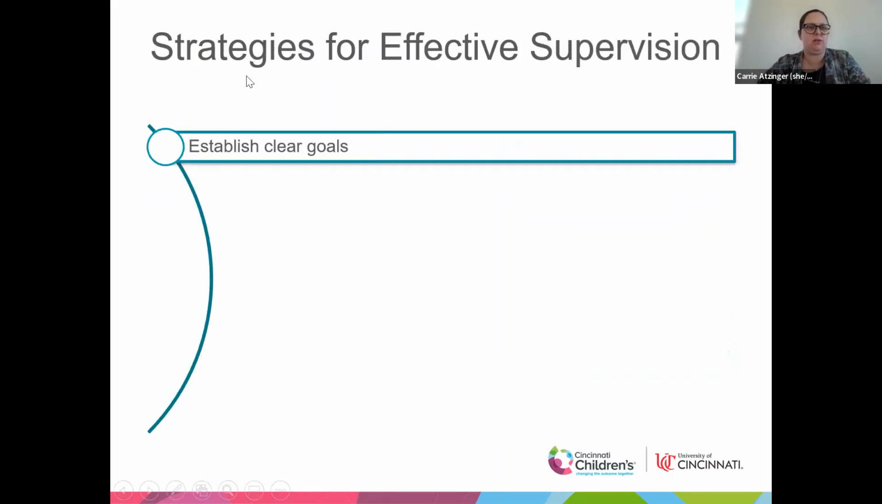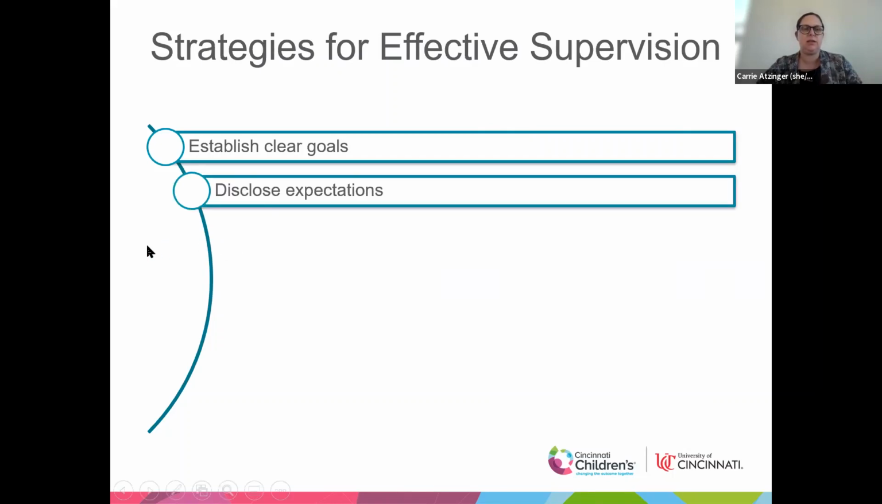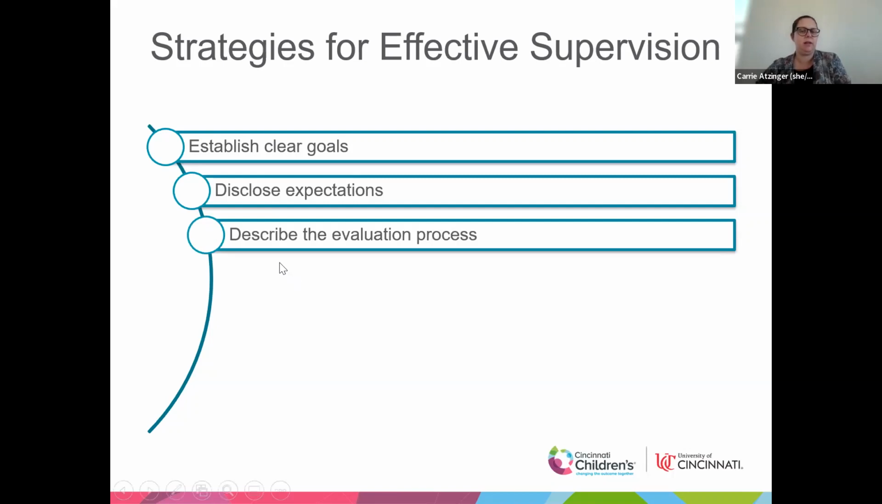So I'm going to talk a little bit about strategies for effective supervision. First of all, just big picture strategies, but then going more specifically into some ways to provide feedback. So first of all, establishing clear goals, making sure everybody's on the same page about expectations, saying what those expectations are out loud, rather than have them be implied, because often miscommunication about expectations comes from those being implied. Being very clear on what the evaluation process is and what people are being evaluated on.